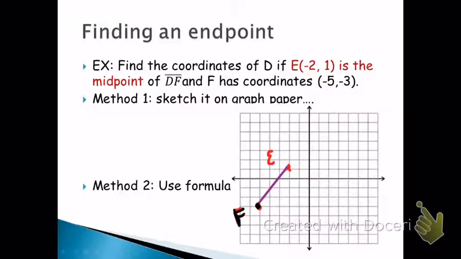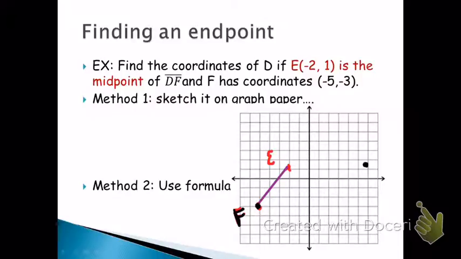I'm going to sketch it out, the points. We got F and E, and we got to find D. So E is the midpoint. So where do you think the other endpoint would happen to be? Would it be here? Would it be up here someplace? Probably like right in here, like if you're estimating.